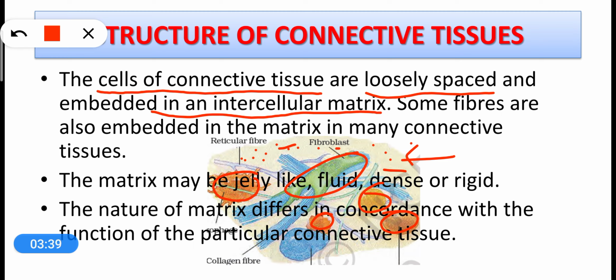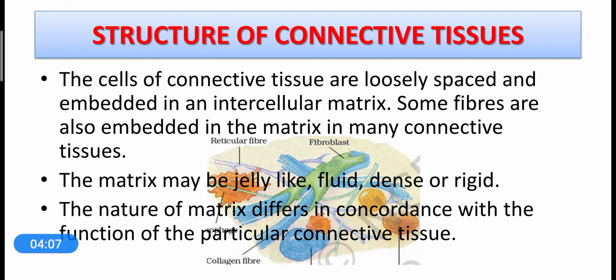And along with the cells there are many fibers also. Here you can see these bluish colored bundles of fibers. So these fibers are also present. So in a connective tissue there are three things. One is the matrix, that is called intercellular matrix, the other is the cells, and the third one is the fibers. So matrix, cells, and the fibers. The matrix may be jelly like, fluid, dense, or rigid. So the consistency of the matrix may be any one of them: jelly like, fluid, dense or rigid.